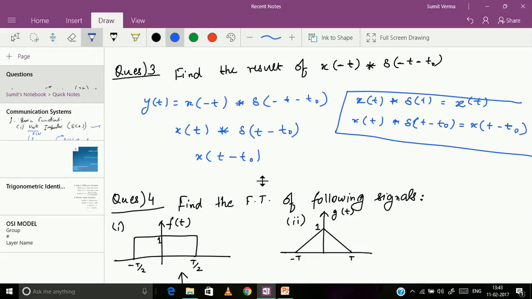Now, what is the difference between this and the question asked is that the variable t is now minus t. So simply I replace the variable t with minus t in my final output as well. So this becomes my answer. So this is how to convolve with an impulse function.